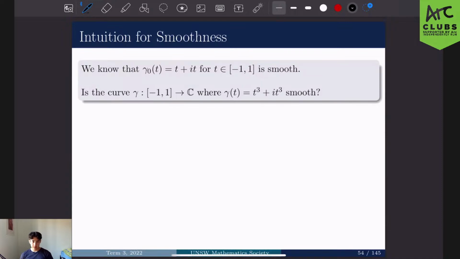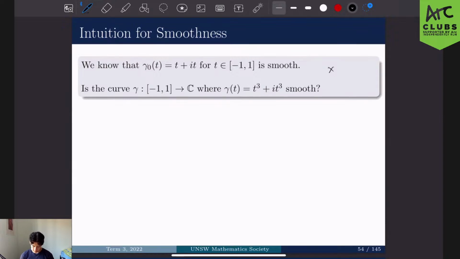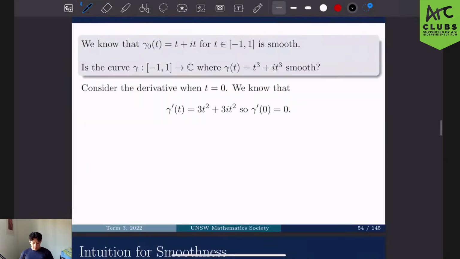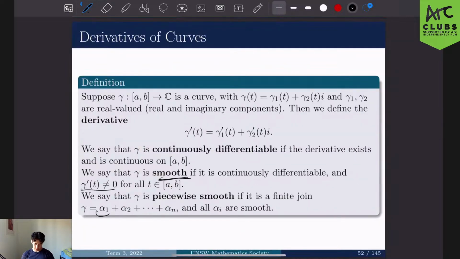So we know that this curve here is smooth. It's just this line here. Is this curve smooth, where we've got t cubed plus i t cubed? We'll just consider the derivative when t is equal to 0. So we'll differentiate this. And at t equal to 0, when we sub into the derivative, we actually get that this derivative is equal to 0, which does not satisfy the requirement to be smooth, which is that it is not equal to 0 for all values in the interval.